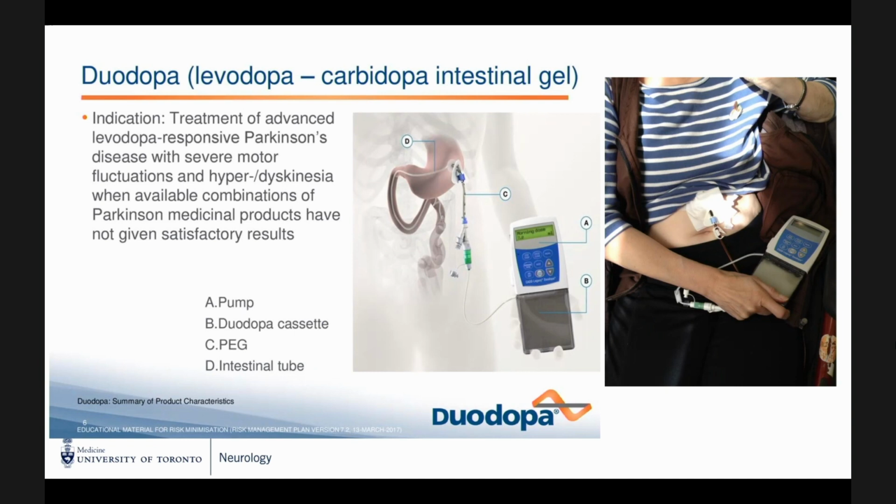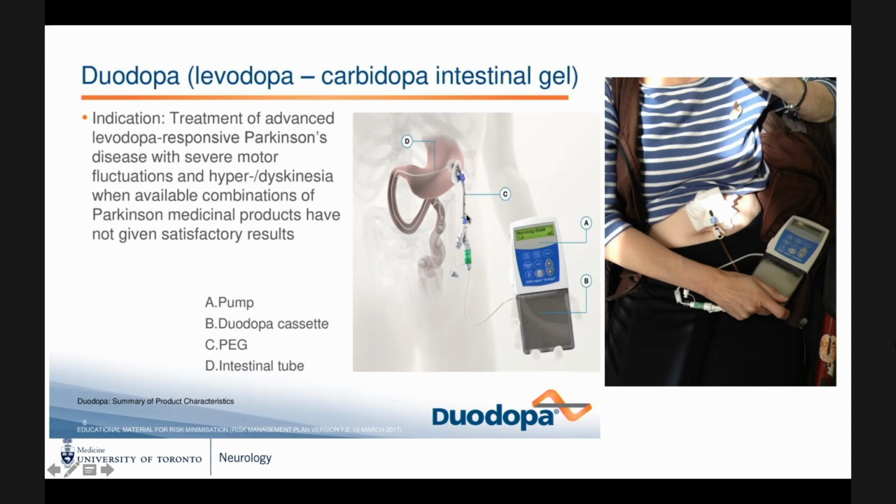And this is called Duodopa, and this is levodopa carbidopa intestinal gel. And what this is now, it still requires some invasive procedures. So it requires an outpatient gastroenterology procedure where a tube is inserted into the stomach. As you can see here, there is sort of this little button here.